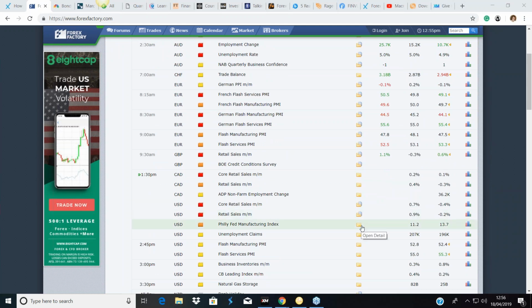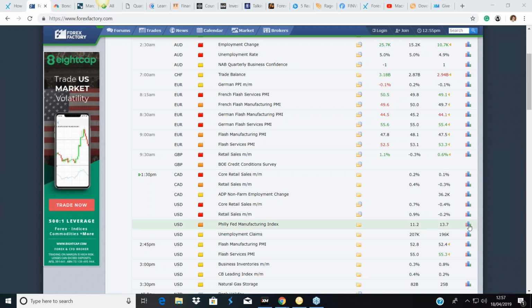And just a quick look at the calendar we can see here. The European news and UK news is out of the way. Crucially, we've got retail sales for Canada, retail sales at the same time from the US, and core retail sales. We've got the ADP, and we've got the Philly Fed. The Philly Fed is shown as second tier. This orange is sort of medium impact, but in the past it has had an impact.